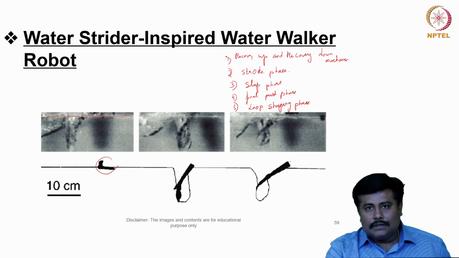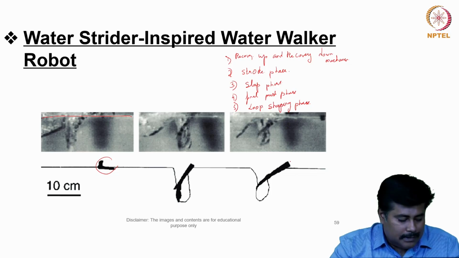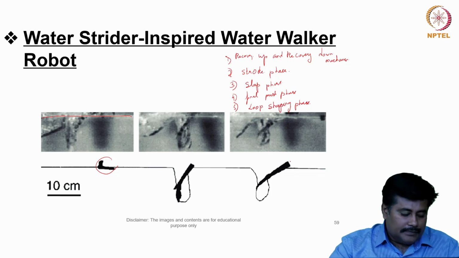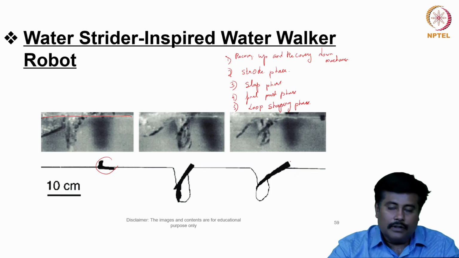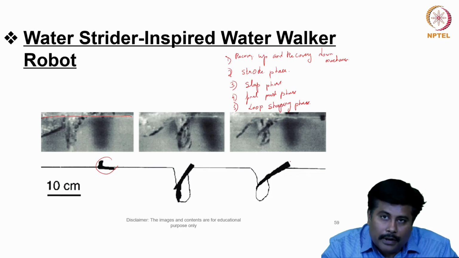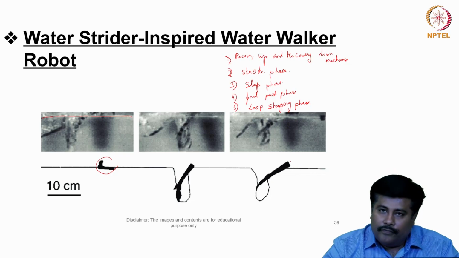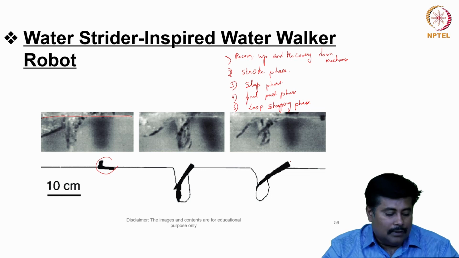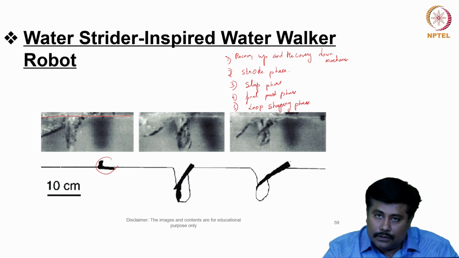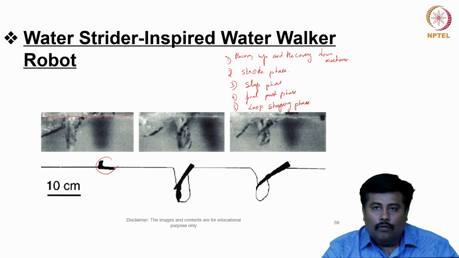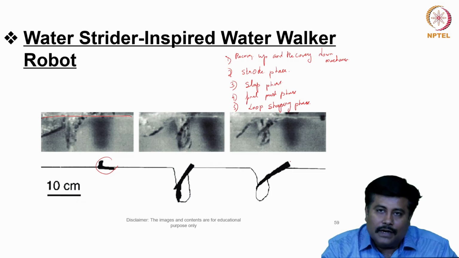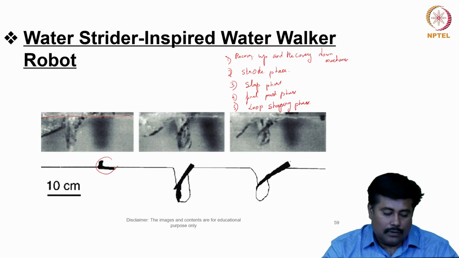Now let us discuss the different phases in detail. As far as the recovery up and recovery down mechanism is concerned, in the recovery up phase, the foot, though submerged, is assumed to exit the water through the cavity which was formed during the slapping and stroking phase. For this, we first need an understanding of the slapping phase and the stroking phase.